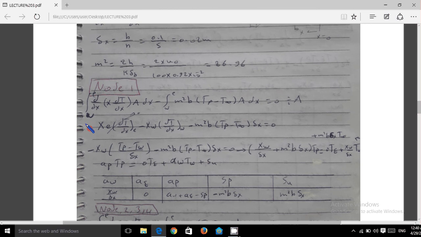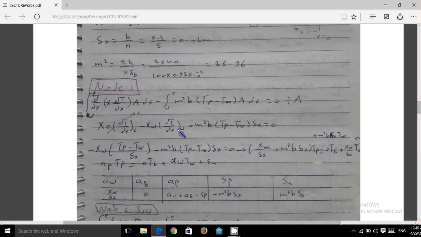I will integrate it from west to east: d over dx of k times dT over dx, times area, dx, minus also the integration from west to east of m squared b (T minus T infinity) A dx, dividing by the area, and integrating from west to east, I get this equation. And while he said it is perfectly insulated, I don't have dT over dx on the east side, I just have the west side.